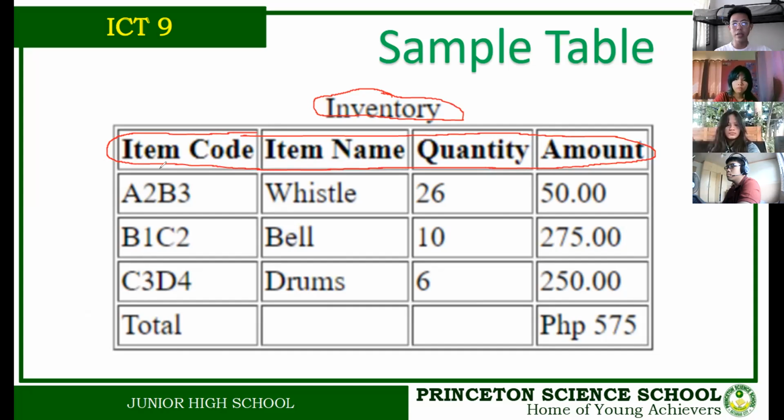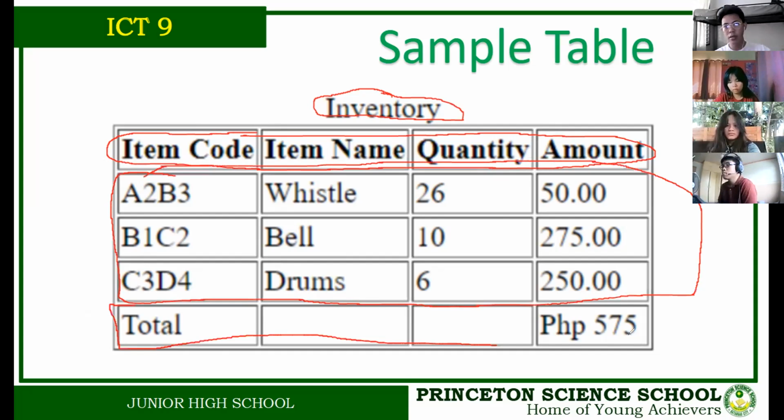Then we can already recognize what the parts are. So these are the table body, and this is the footer. Okay, so how does it look in the code?